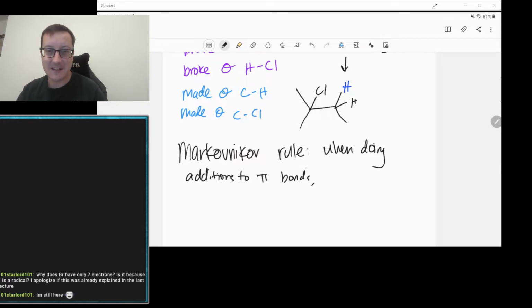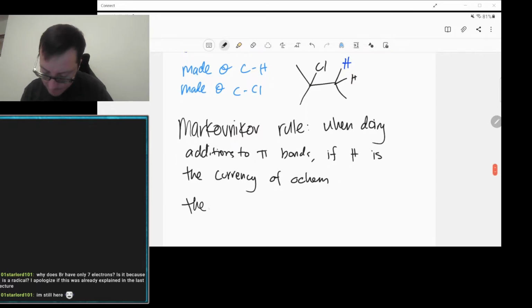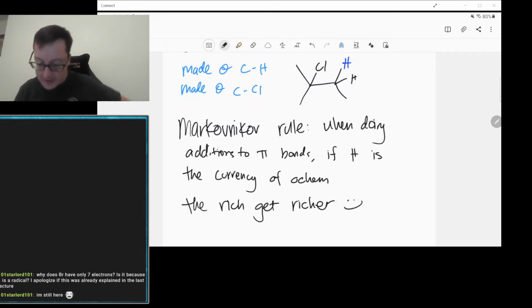Suffice it to say that if we consider hydrogen as the currency of chemistry, of OChem, the rich get richer. It is the quintessential American reaction. The rich get richer and the poor stay poor.